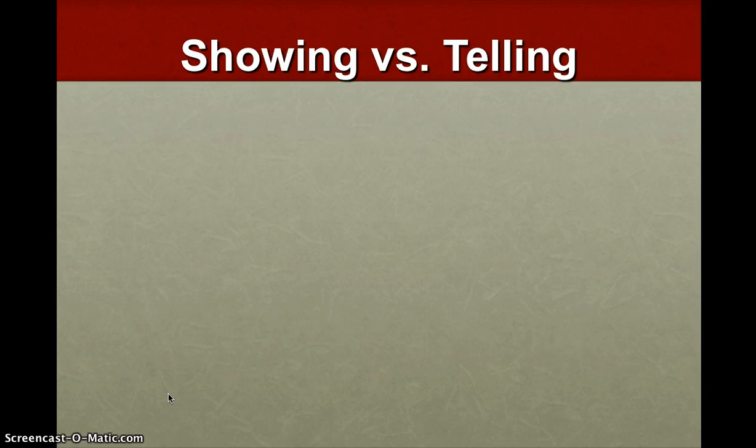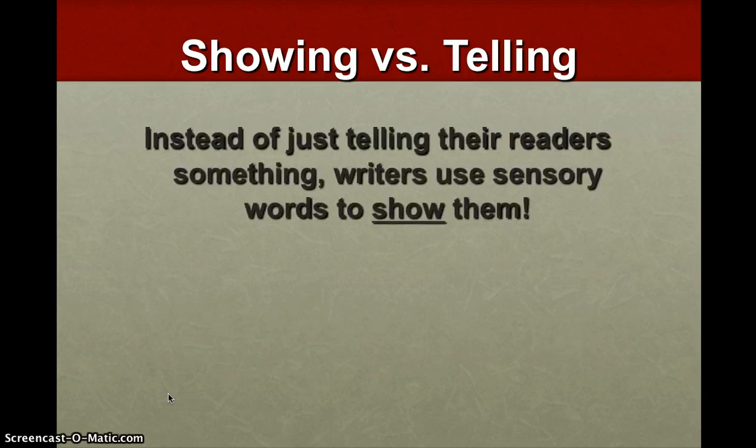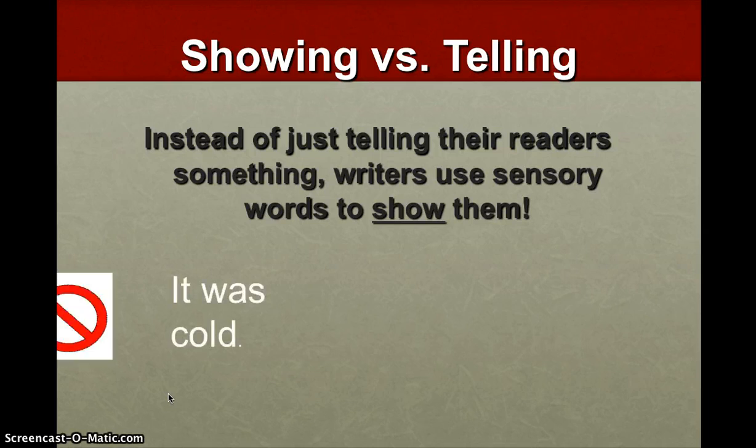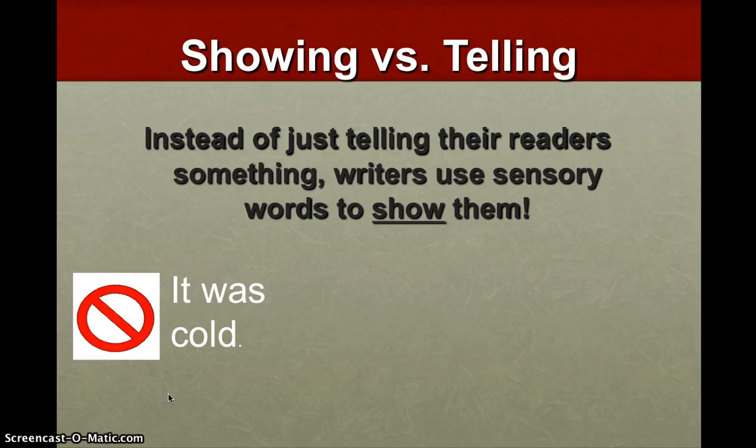So it's really about showing versus telling. Instead of just telling their reader something, writers use sensory words to show them. So let's take a look at an example to see what I mean by this. It was cold. Okay, this is just telling the reader it was cold. And not only does it just tell the reader, it's really very boring. Anybody can write this sentence. A second grader could write this sentence. It's very boring. So let's take a look at how we can show the reader.